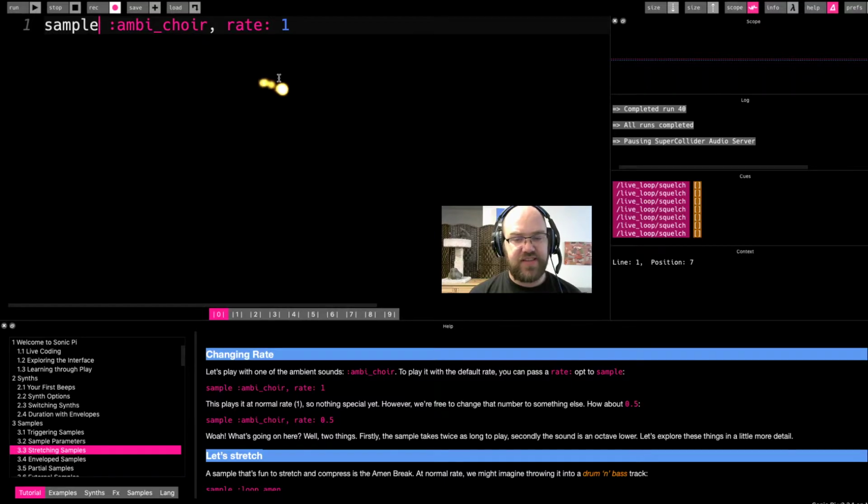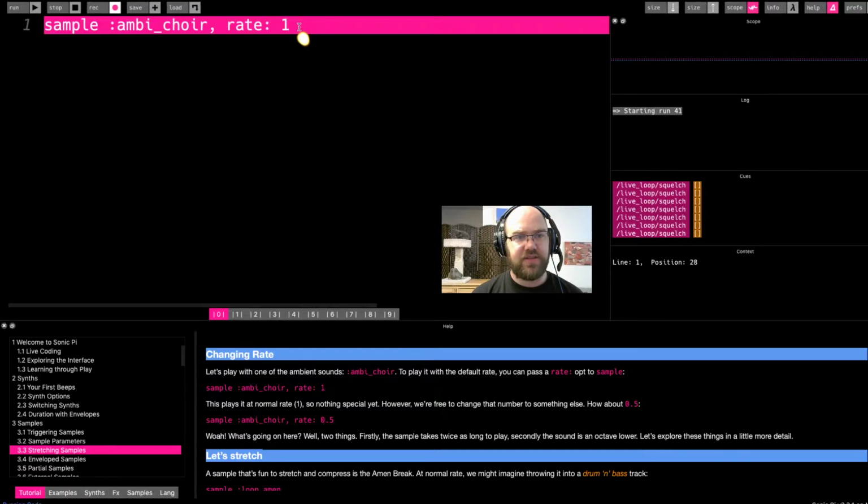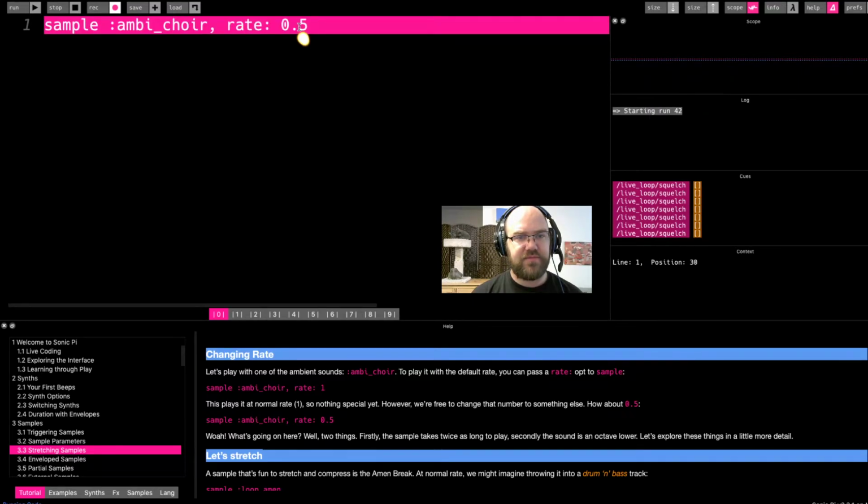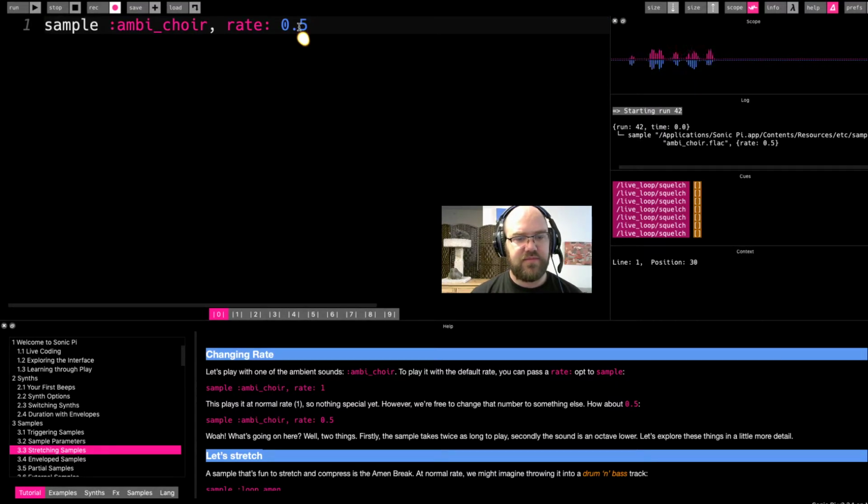However, we're free to change that number to something else. How about 0.5? Let's listen at 1 again to get the comparison. And now 0.5. Whoa, what's going on here? Well, two things. Firstly, the sample takes twice as long to play. Secondly, the sound is an octave lower. Let's explore these things in a little more detail.